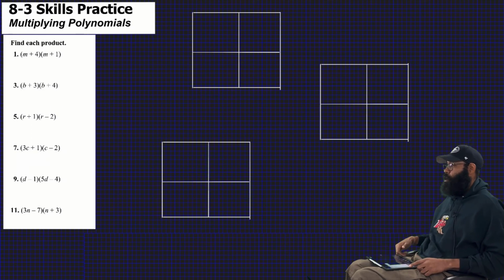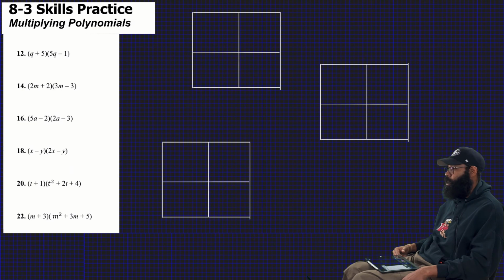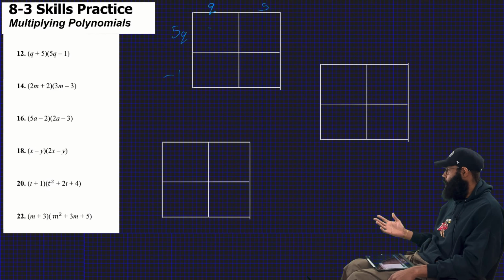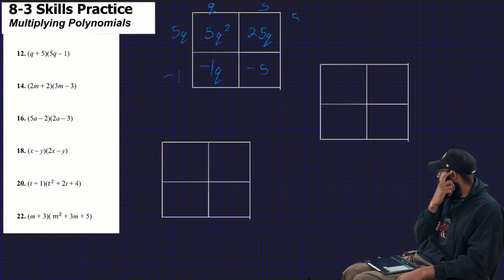Just move what we need. That's what we need. So guys, 12, 14, 16, 18, 20, 22, as you know, they'll get harder as they get higher. So 5q and a positive 5, 5q and a negative 1. 5q times q is just 5q to the second. 5q times 5, 25q, and again, careful with the negatives, so negative 1q and negative 5.